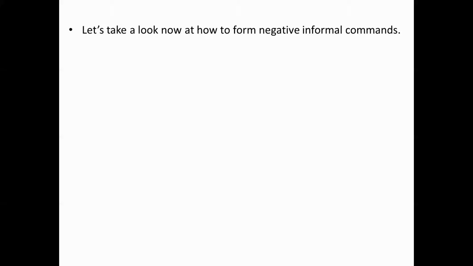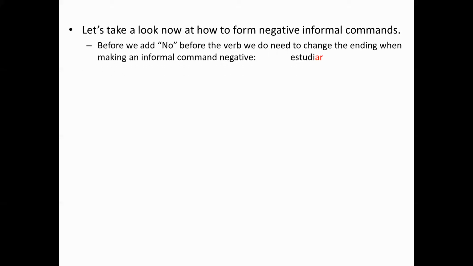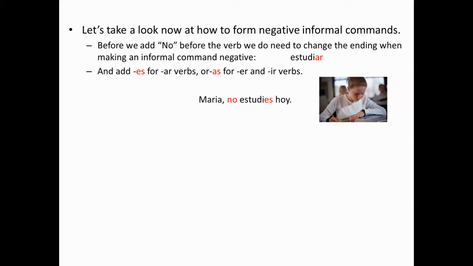Now let's take a look at how to form negative informal commands. Now you might be thinking, let's just add no in front of the verb, but here's the thing. Before we add no before the verb, we do need to change the ending when we make a verb informal or an informal command. Let's use estudiar again as our example. So the rule is that for AR verbs, we will add the ending ES. For ER and IR verbs, we will use the ending AS.